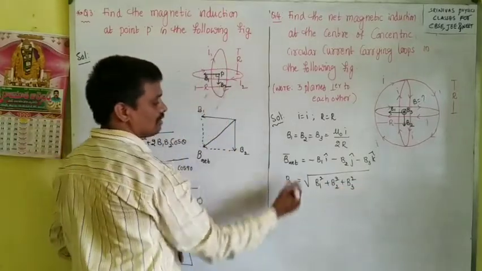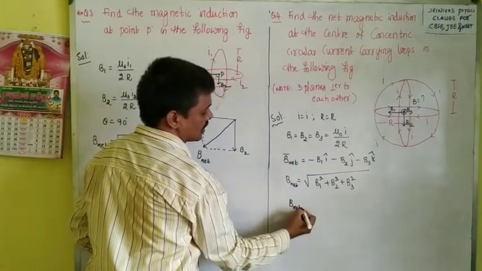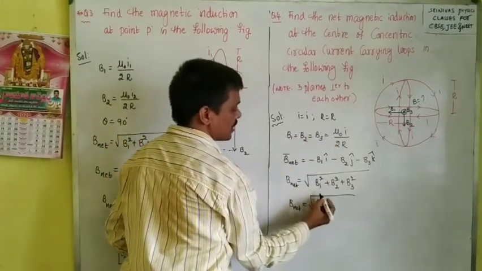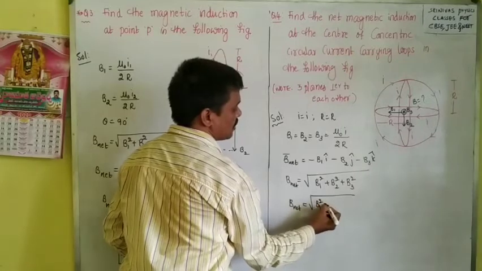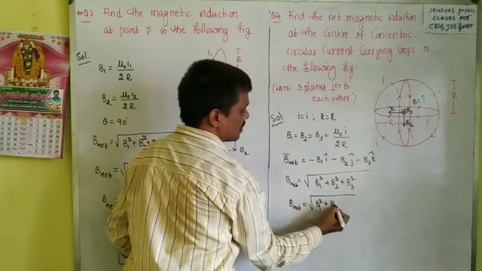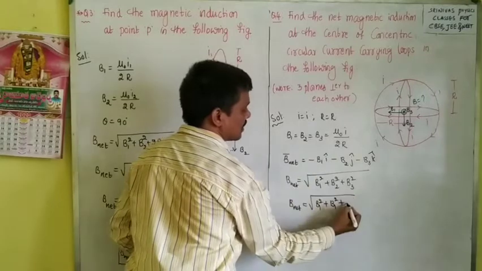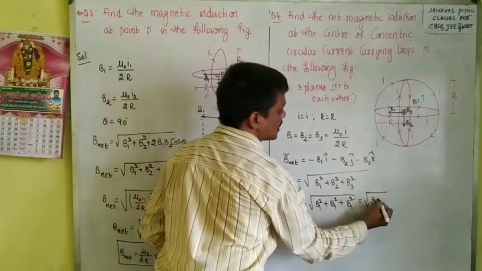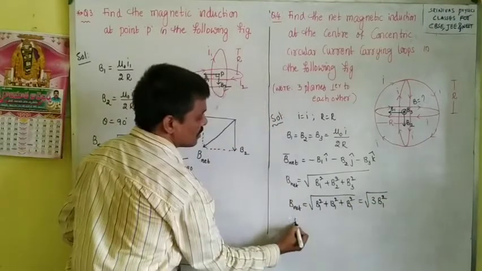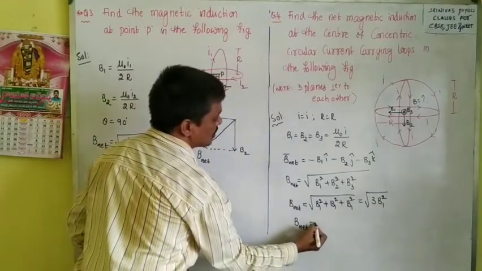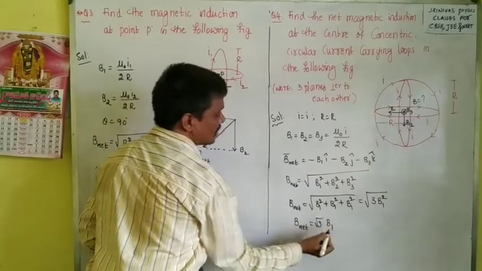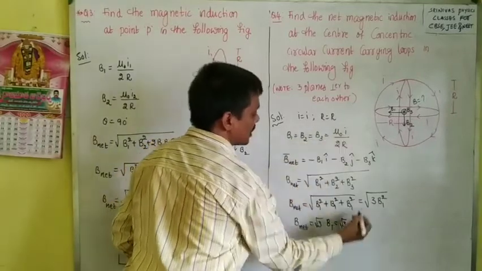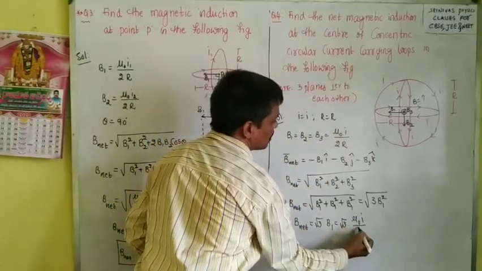And now we substitute all values here. One thing: B1, B2, B3 values are the same. So B2 also we write B1, and B3 also we write B1. B1 square plus B1 square plus B1 square, we will get root 3 B1 square. Net magnetic induction we will get as root 3 B1. What is B1 here? B1 is already known, μ0 I by 2R, right?